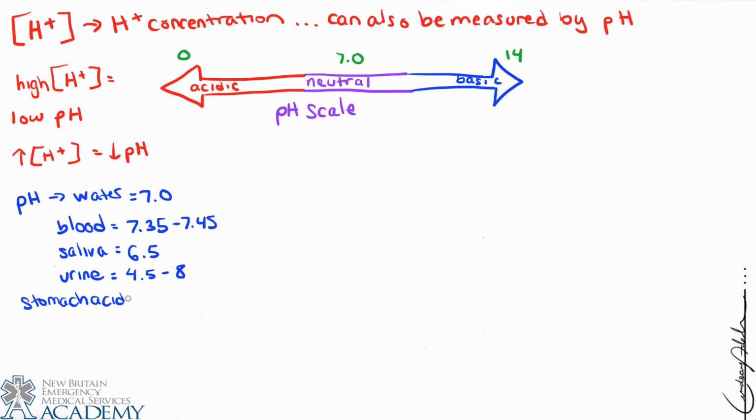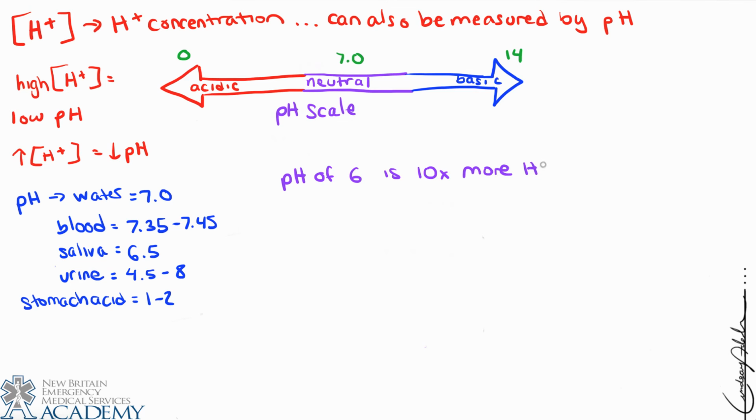And then lastly, stomach acid has a pH of about 1 to 2. So you notice that in body fluids, there's a significant range in terms of the values that are associated with different hydrogen ion amounts or pH levels.